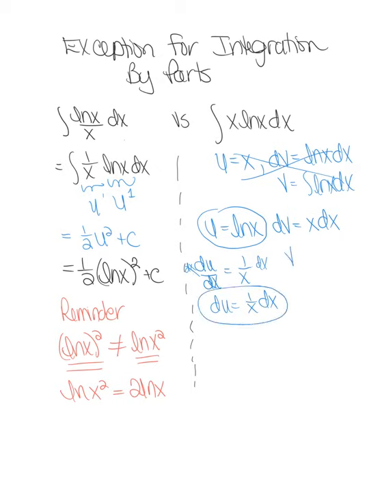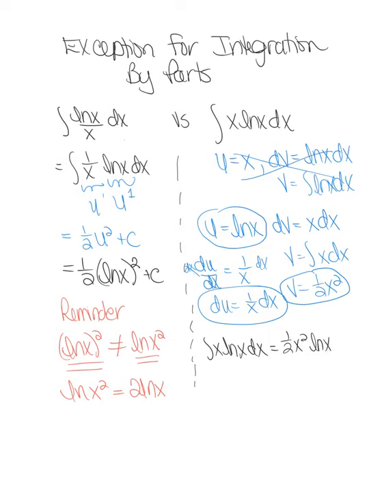Next, we'll find v. v is going to be the integral of our dv, so that's the integral of x dx. And when we integrate that, we're going to get 1/2 x squared. Remember, you don't need the plus c till the end. So when we look at our integral of x natural log of x dx, what we're looking for is u times v, which is going to give me 1/2 x squared natural log of x, minus the integral of v, which will be 1/2 x squared, times du, which is 1 over x dx.